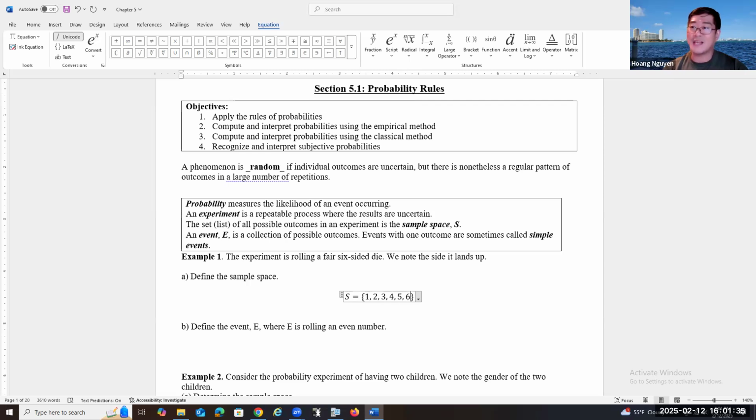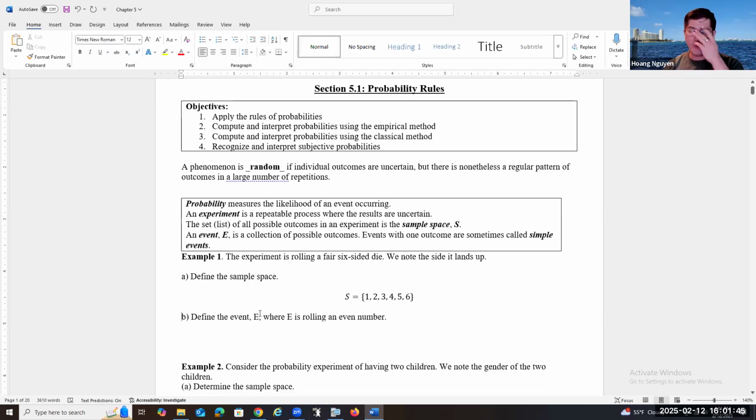So this is going to be the sample space. When you list all of the possible outcomes from an experiment, that's going to be the sample space. And once again, we're going to use the uppercase S to show the sample space.